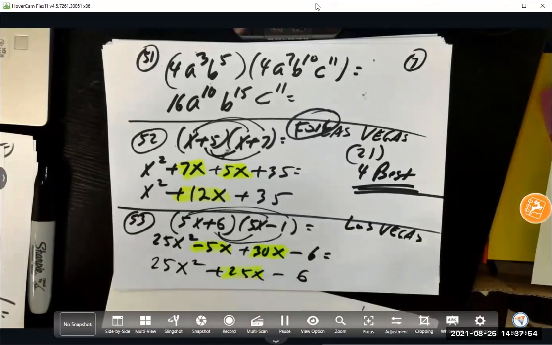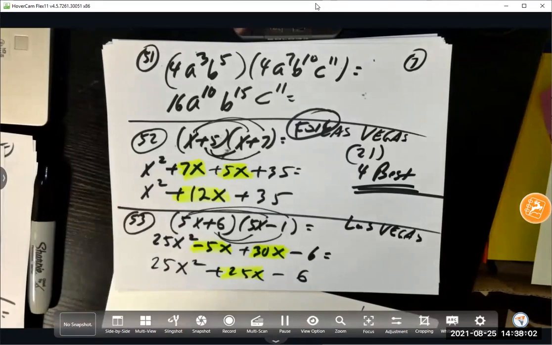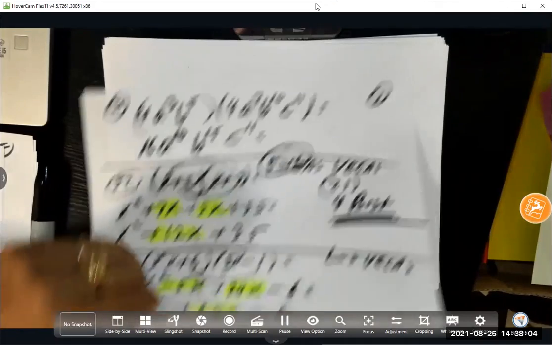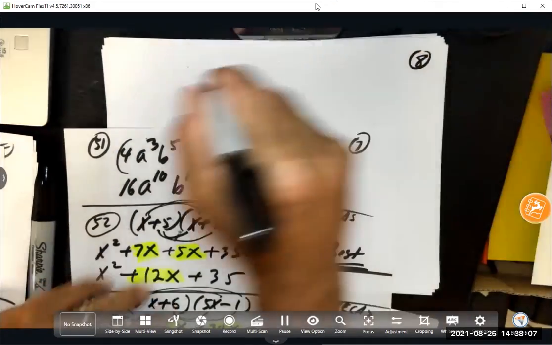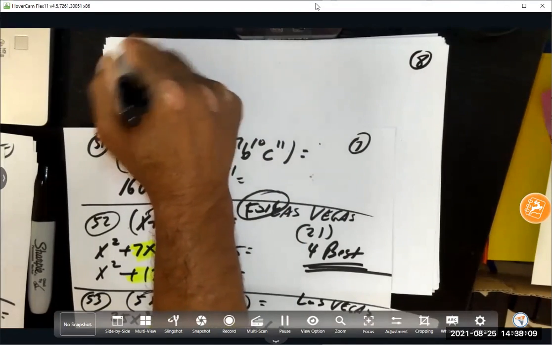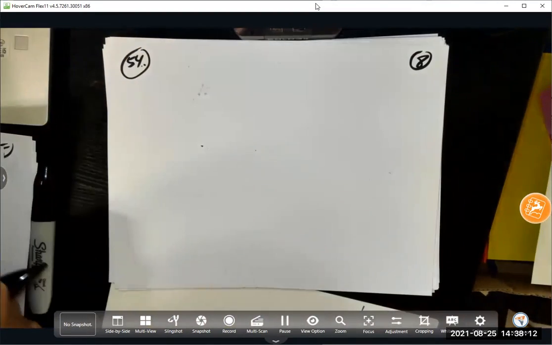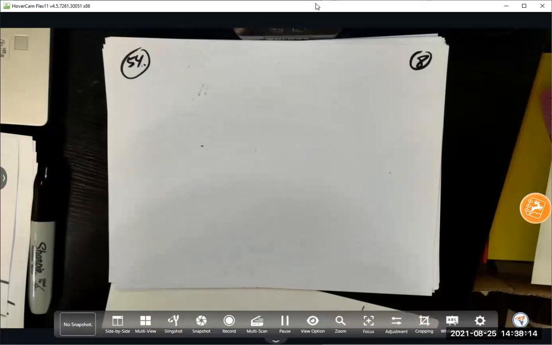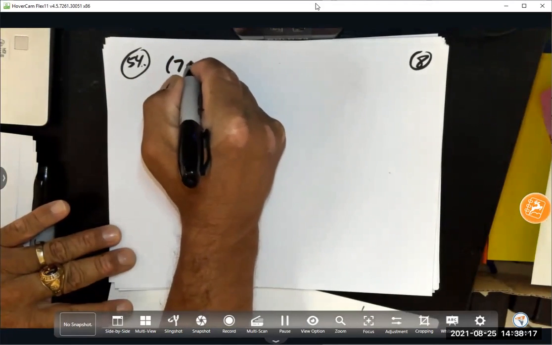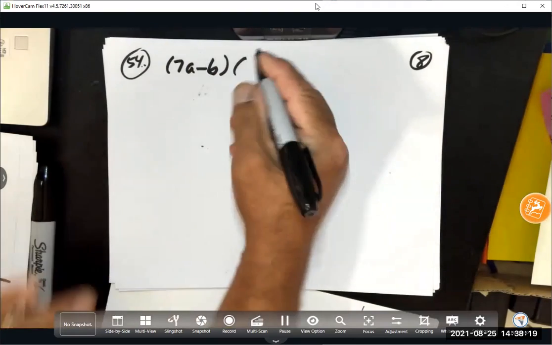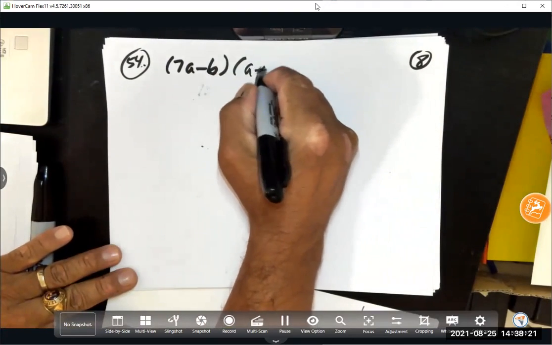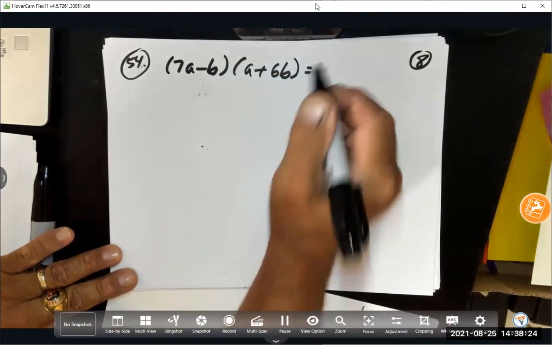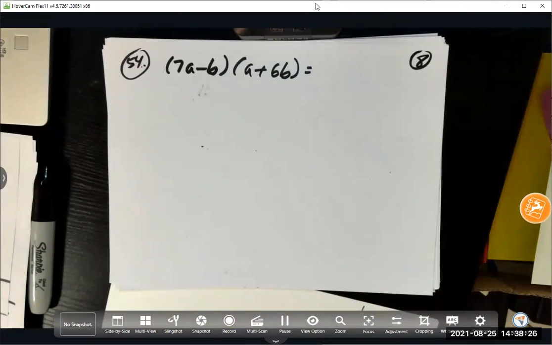Is that all right for that one? For number 50? Yes. Okay, so let me do number 54. It's the same setup, just different numbers. All right, number 54. It's going to say you have 7a minus b and a plus 6b. There you go. 7a minus b and a plus 6b.